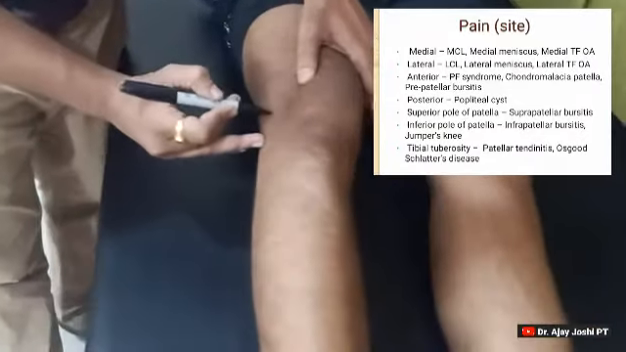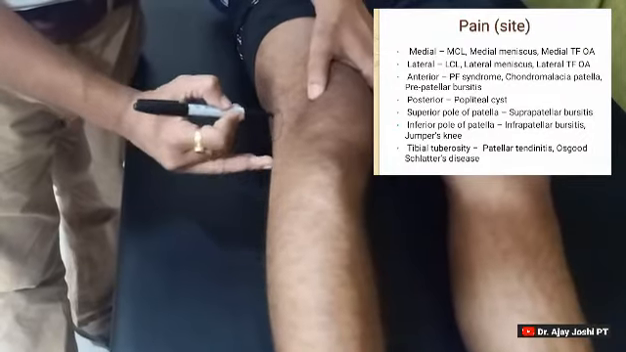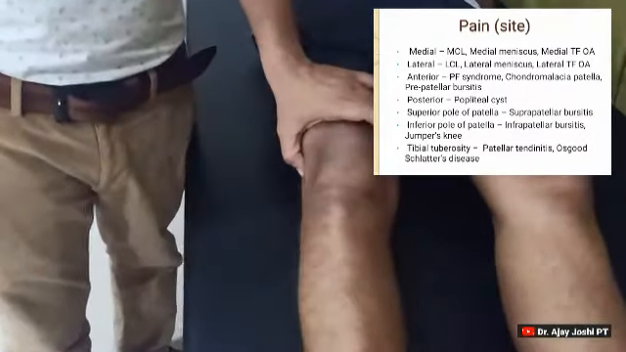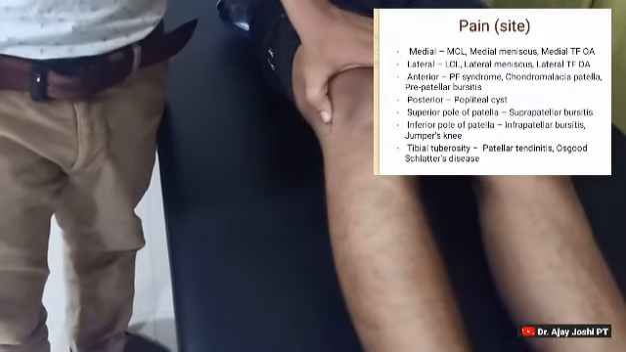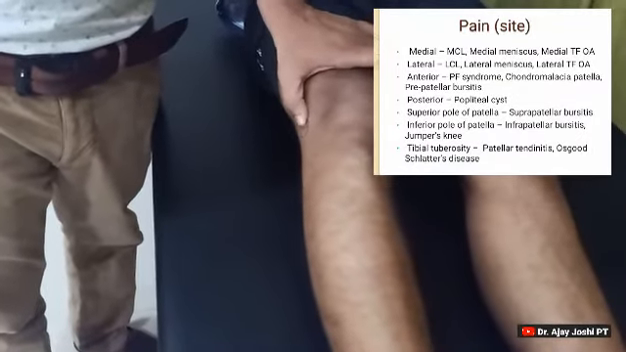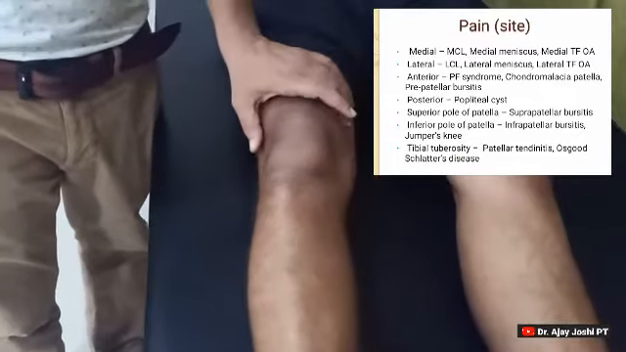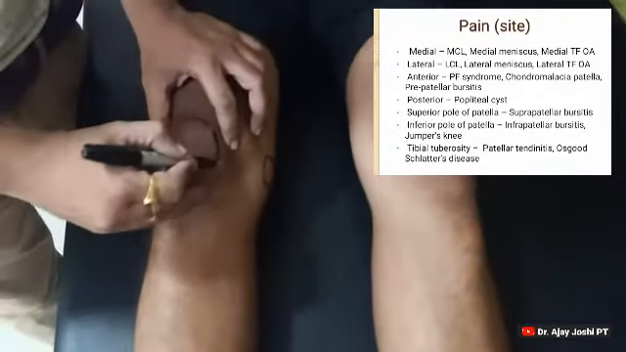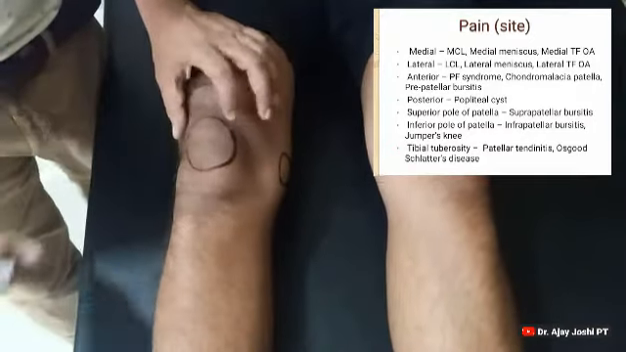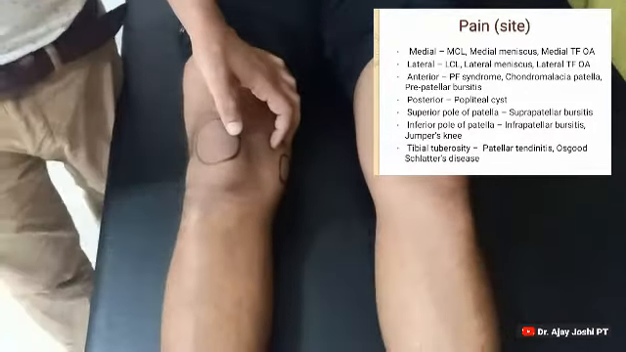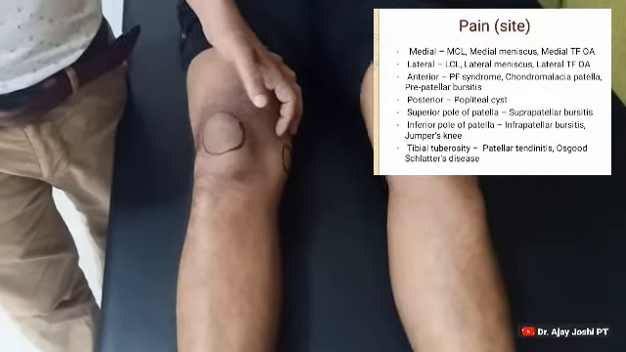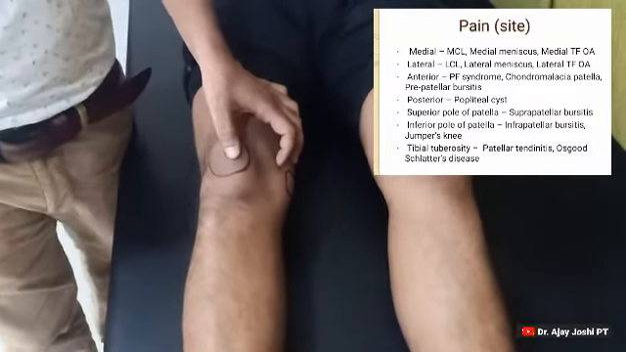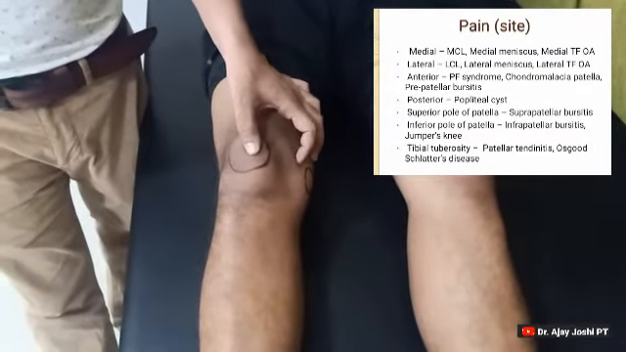Likewise, if the patient is having pain over the lateral aspect, it can be lateral meniscus injury, lateral collateral ligament tear or injury, or lateral osteoarthritis. If the patient is having pain over the patella or the central part of the patella, it can be prepatellar bursitis, chondromalacia patella or patellofemoral syndrome and patellofemoral arthritis.